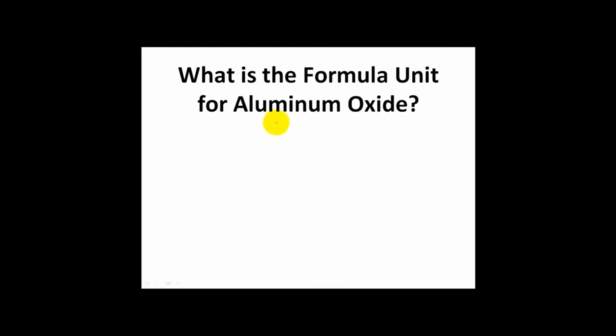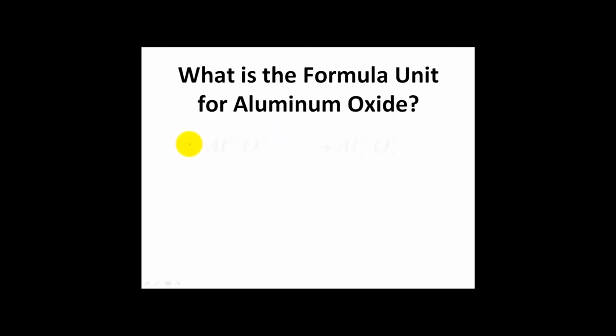Alright guys, what I would recommend for you to do in the following slides is to attempt these first and then see if you get them right. Press pause. Attempt aluminum oxide, give me the formula or the formula unit for it by crossing charges.